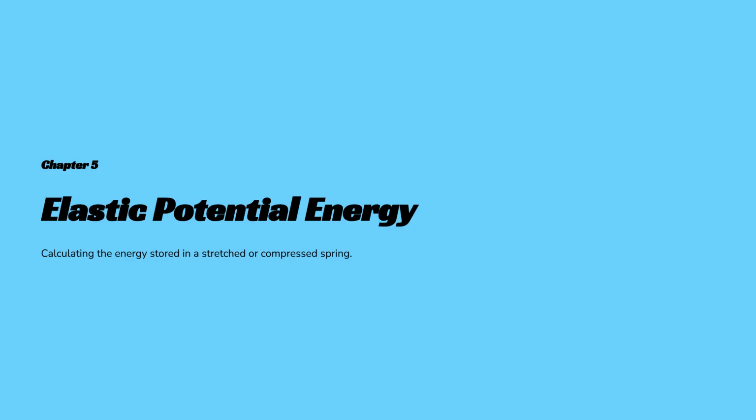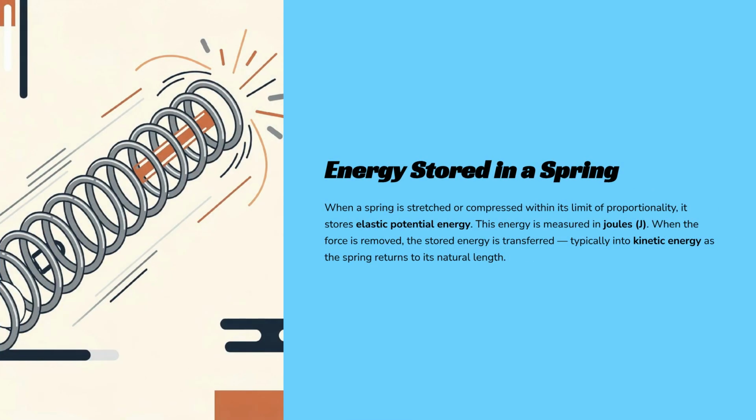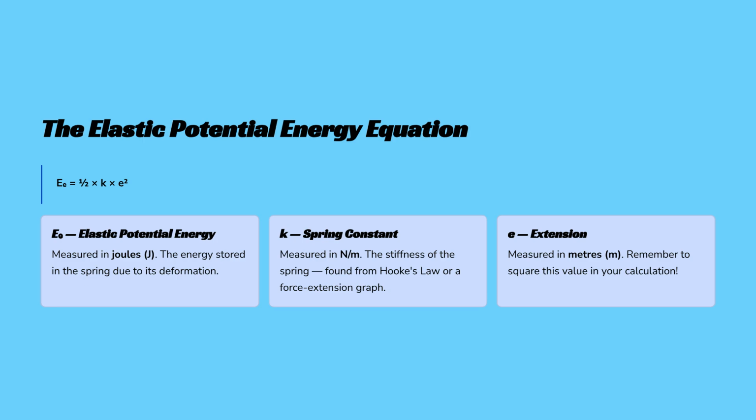In Chapter 5, we look at elastic potential energy, which is the energy stored in a spring when it is stretched or compressed. When you stretch a spring, it stores elastic potential energy. Once the force is removed, this energy is typically transferred into kinetic energy as the spring returns to its original length. The formula is E equals a half times K times E squared. Be very careful to square the extension value before completing the calculation to avoid common exam mistakes.